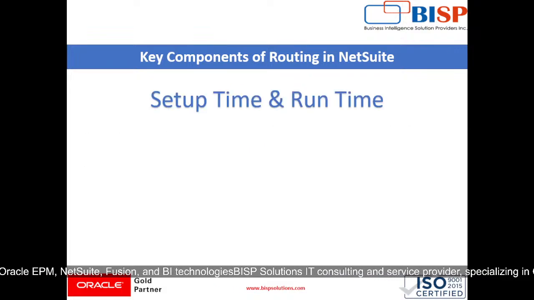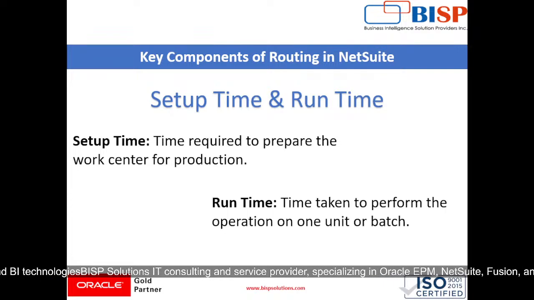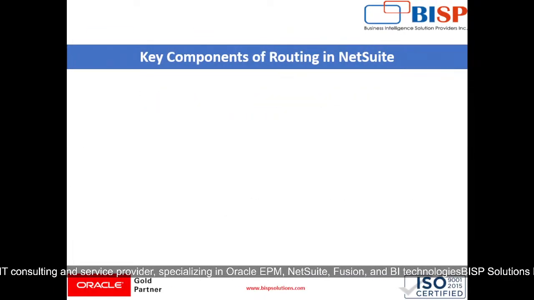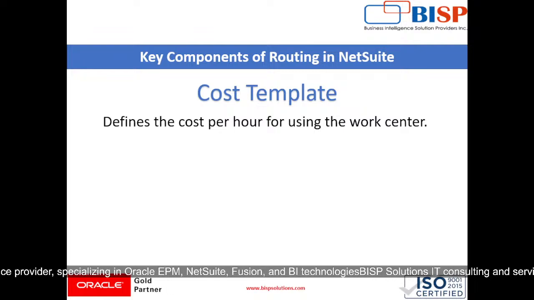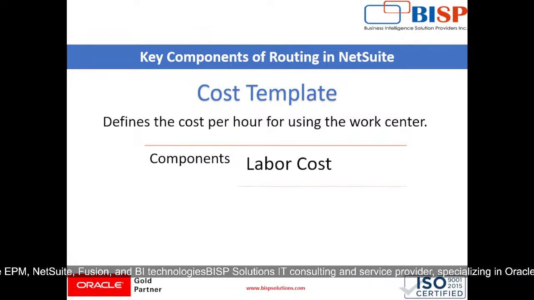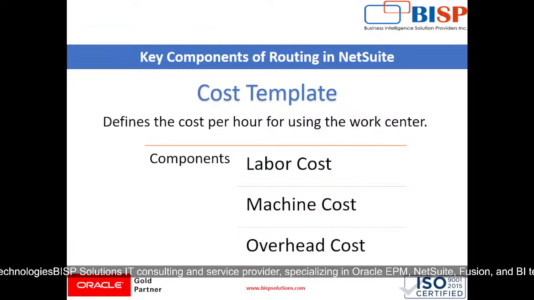Next comes setup time and run time, where setup time means the time required to prepare the work center for production, and run time is the time taken to perform the operation on one unit or batch. Next comes our cost template, where the purpose is to define the cost per hour for using the work center. Components include labor cost, which means cost of worker time, machine cost, which means cost of using machine, and overhead cost, which means additional indirect cost.